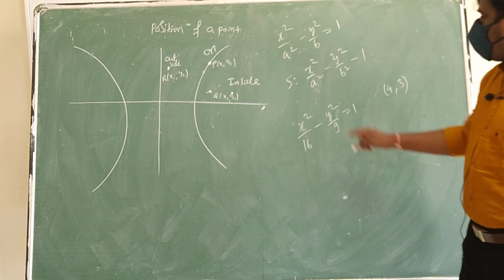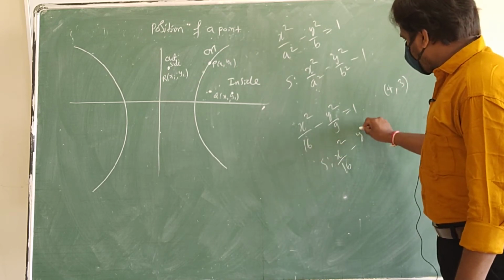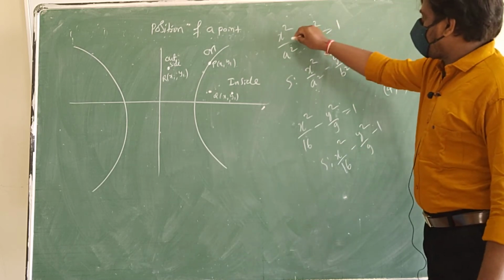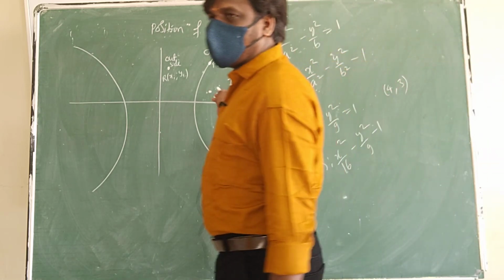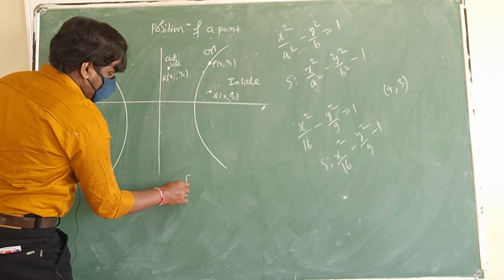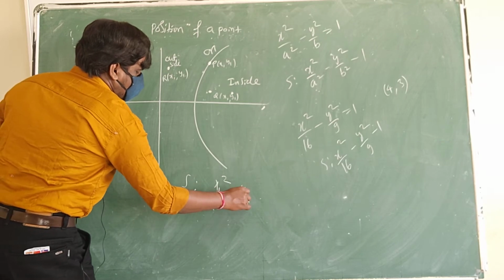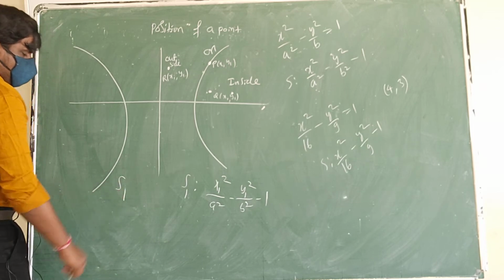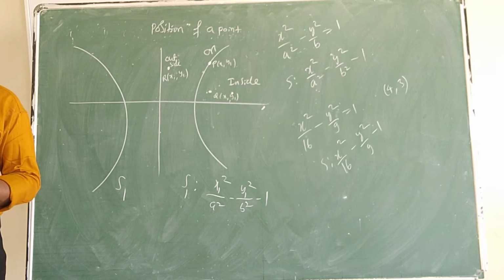So what we will do, we write S. That means we write x square by 16, y square by 9 minus 1. Then we will substitute this x1 and y1. If it is x1, y1, here (4, 3). If I substitute x1 and y1, this S will become S1, which is x1 square by a square minus y1 square by b square minus 1. If this S1 value you get equal to 0, then the point lies on that.